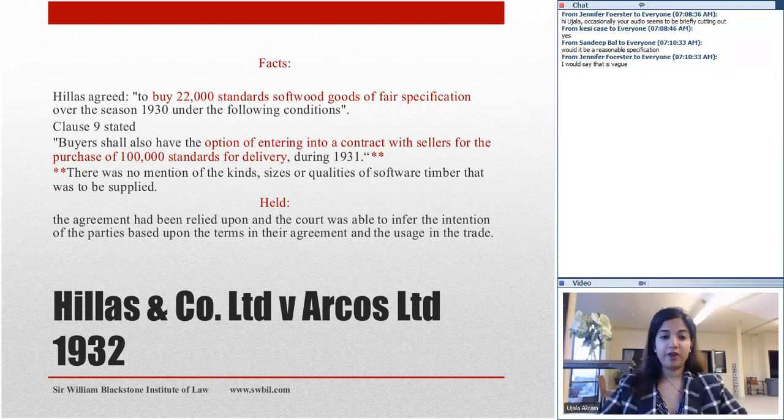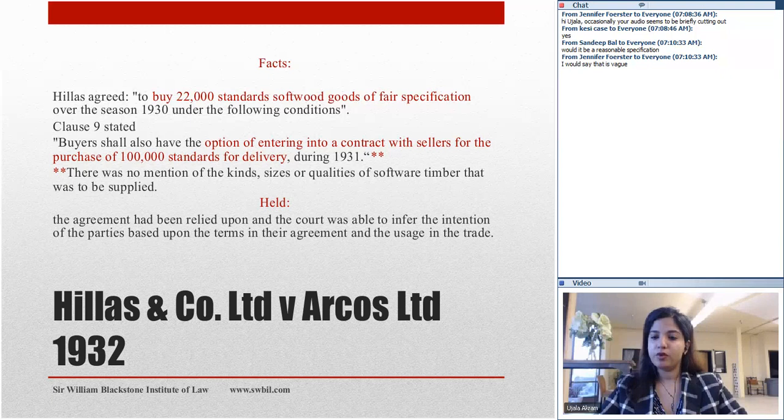He also thought that the meaning of fair specification was itself vague, although it was again possible to imply a meaning to make it sufficiently certain on the basis that the parties must have attributed some meaning to fair specification because they had performed the first term relating to the sale and purchase of 22,000 standards of fair specification. So in simpler words, by accepting the first batch of the timber, the buyer must have accepted that it was of fair specification and therefore attributed a meaning to this term, fair specification. And Lord Tomlin also looked at the evidence of how the timber trade is conducted, so that he could imply a specific meaning to the phrase fair specification.